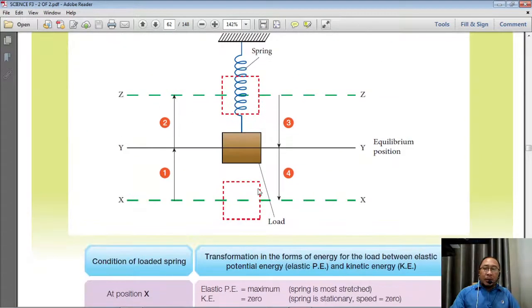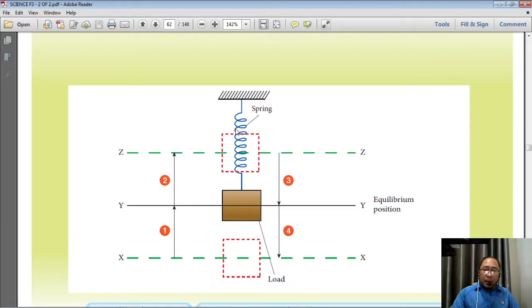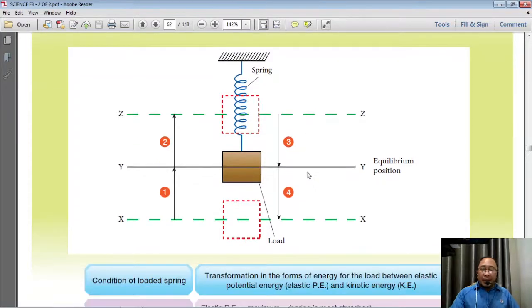So in this concept, we are using a spring. The energy possessed by the spring is elastic potential energy. When the spring is compressed or stretched, it will possess elastic potential energy.